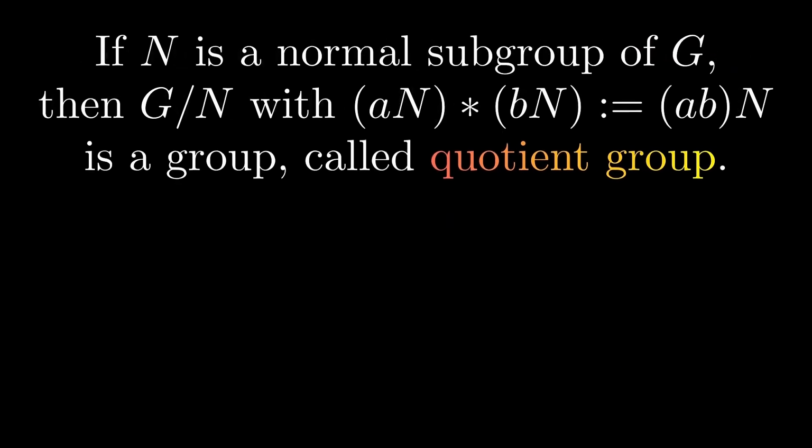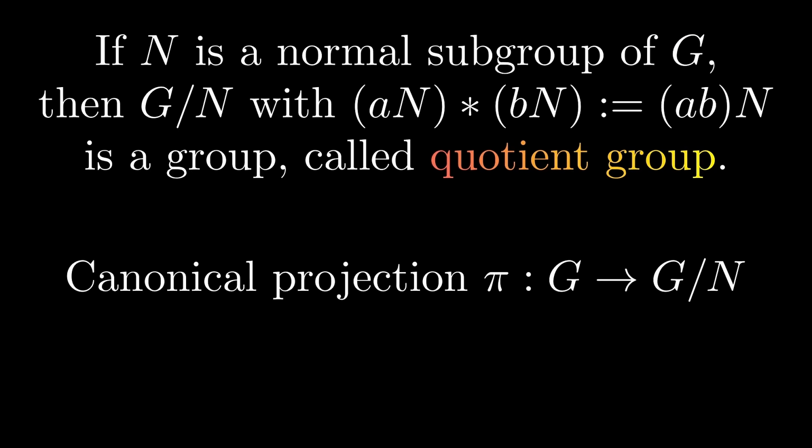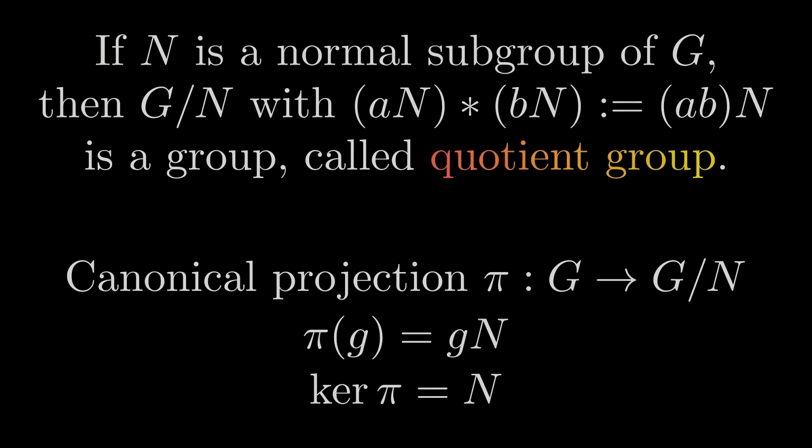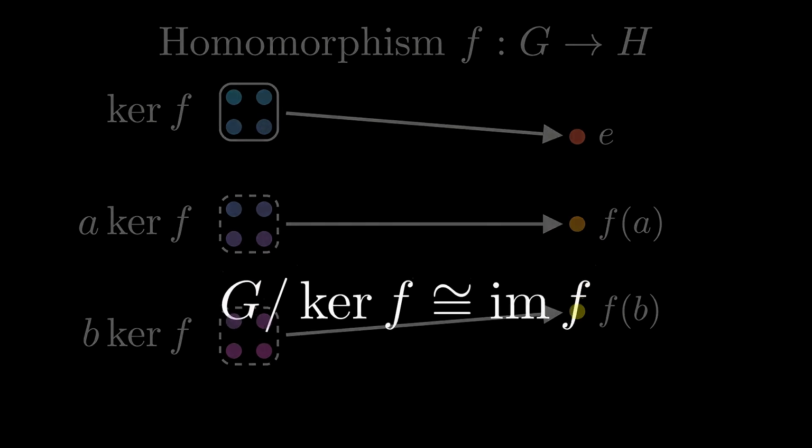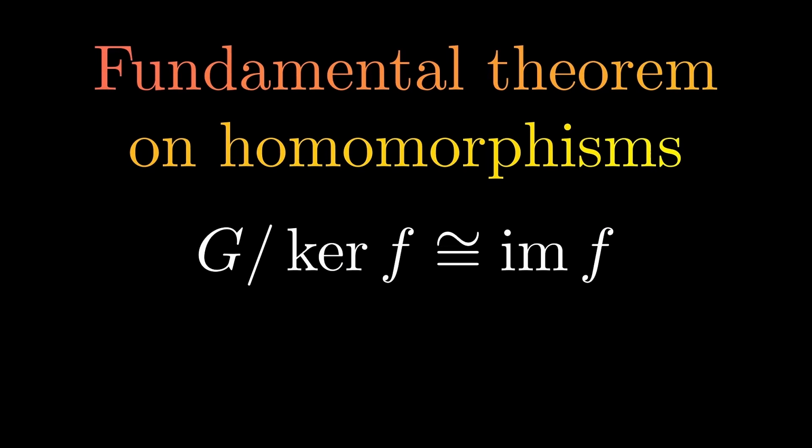Together with a quotient group, we have a homomorphism called the canonical projection, which maps every element to its corresponding coset. The kernel is exactly the normal subgroup. Let's go back to the homomorphism. So we have found the operation which makes the left side into a group. Now we can restrict the map to its image, which makes this into an isomorphism. We get that the quotient group of G by the kernel is isomorphic to the image of F. This is also called the fundamental theorem on homomorphisms.